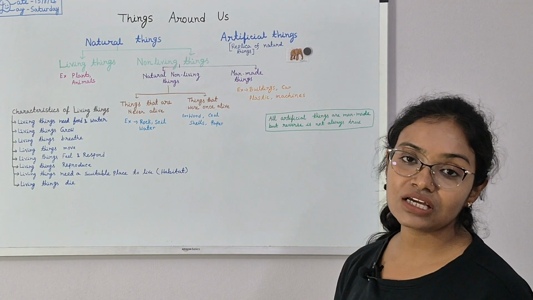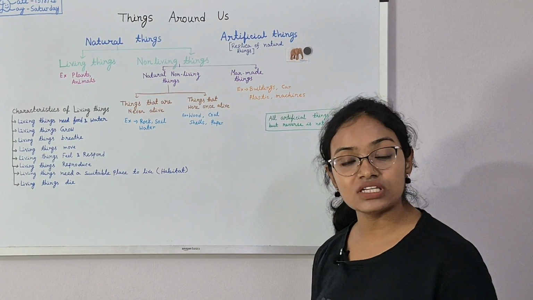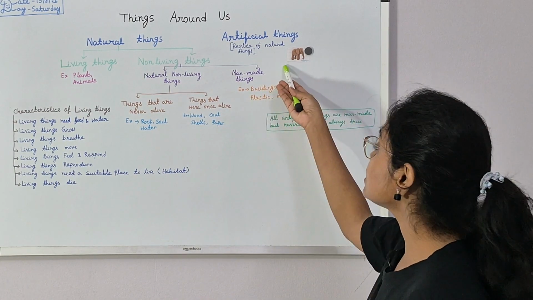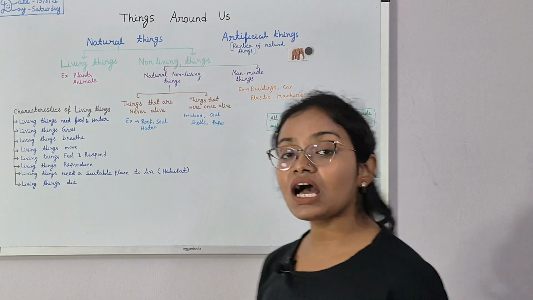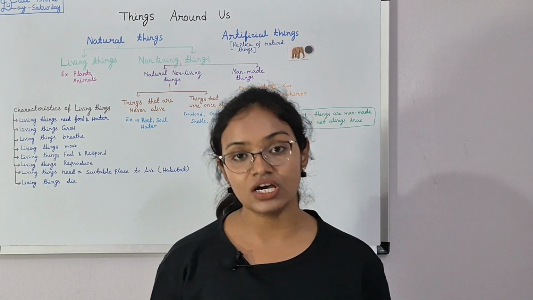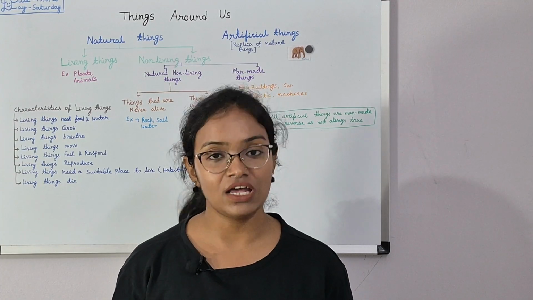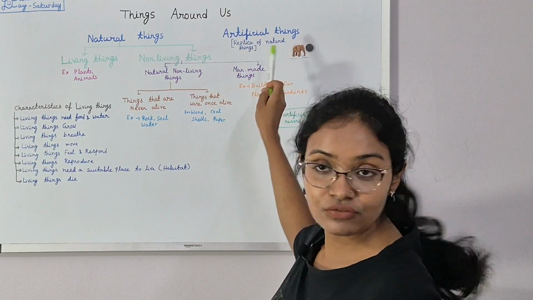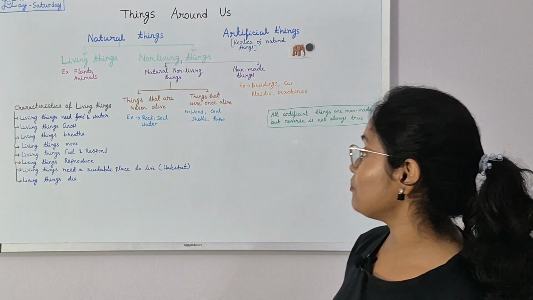What is a natural thing? Natural things are those things which we can find in nature, and artificial things are the replica of natural things. These we can't find in nature. These are made by humans. Artificial things are made by humans.